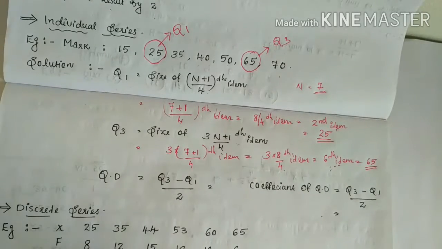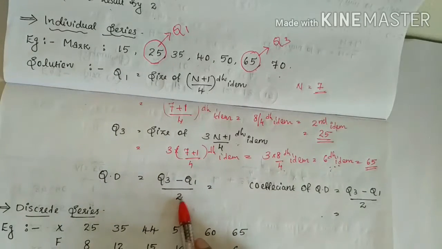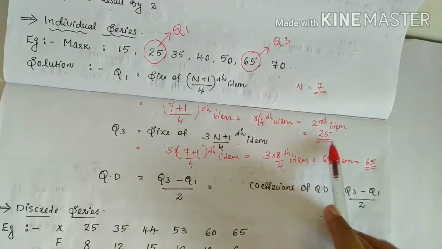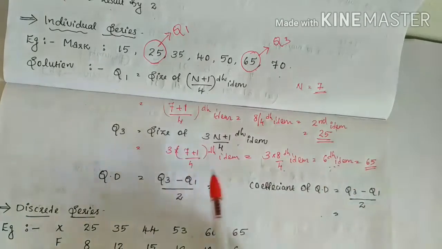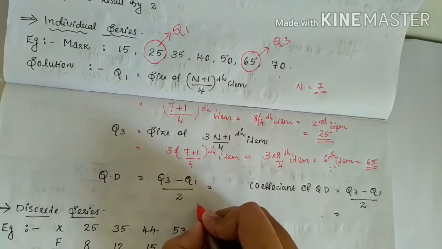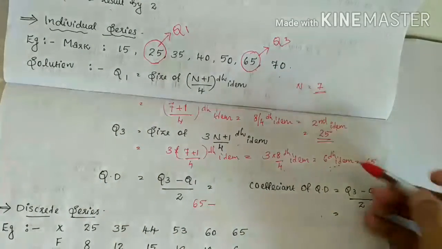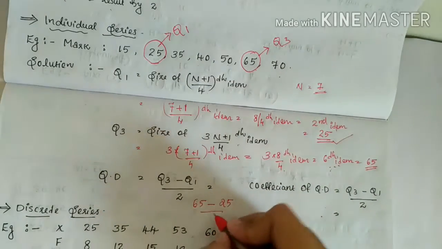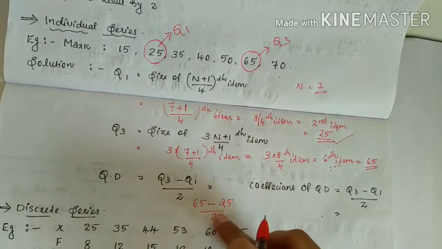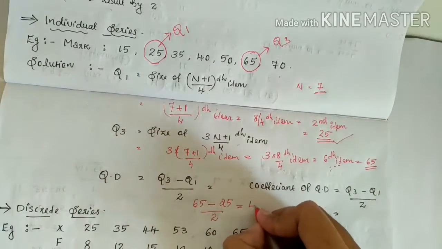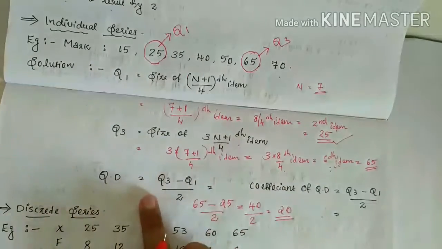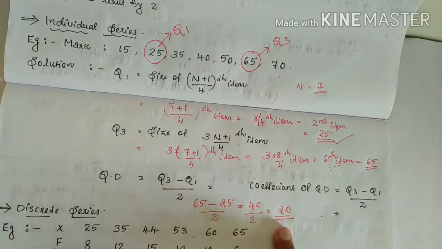After finding the Q1 and Q3, next we have to calculate QD and the coefficient of QD. Q1 is 25 and Q3 is 65. Then apply the equation: the value of Q3 is 65 minus the value of Q1, 25, divided by 2. That is 65 minus 25 divided by 2, which is 40 divided by 2, equal to 20. So the quartile deviation is 20.